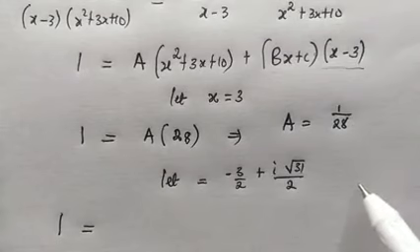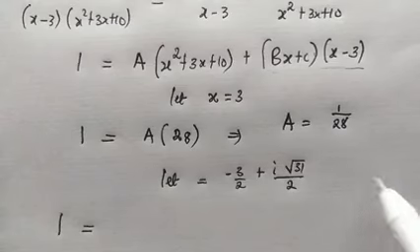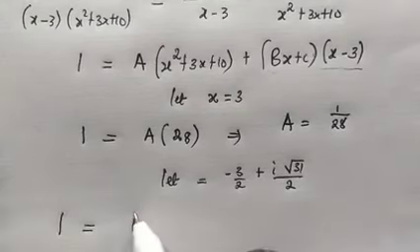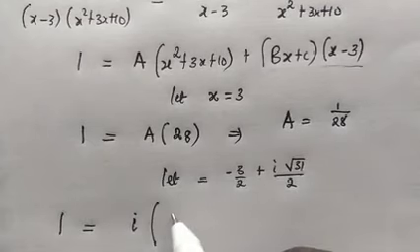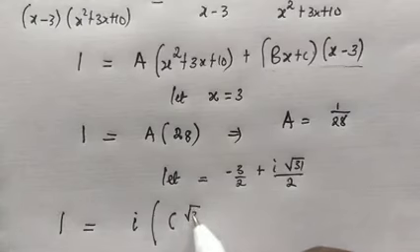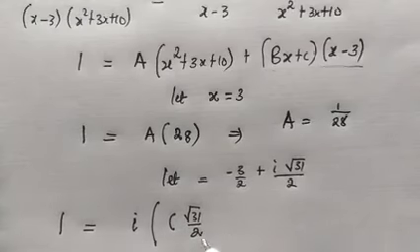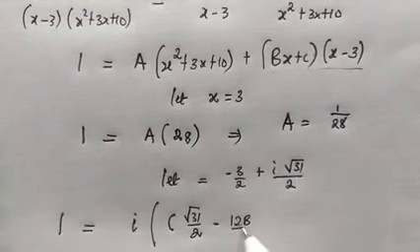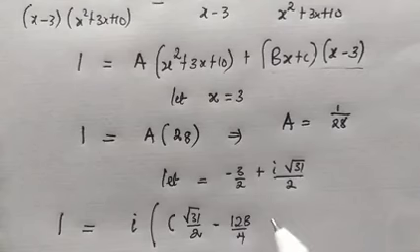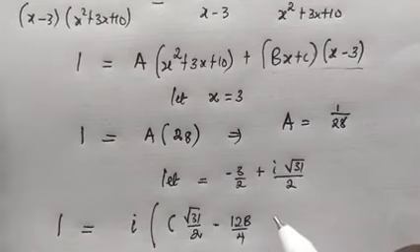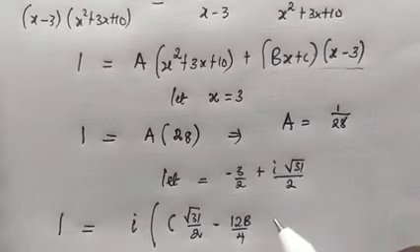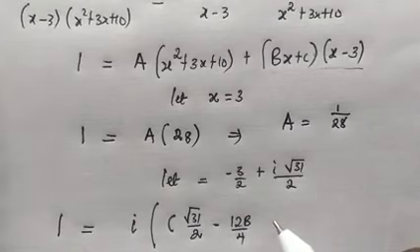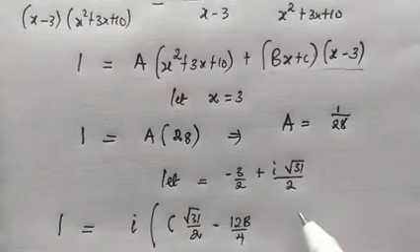And if you do this simplification nicely, we're going to have i, then into brackets. So we're going to have C square root of 31 divided by 2, then minus here 12B all over 4, right? Is that 12B or 2B? Well, let us proceed. We're going to find out.